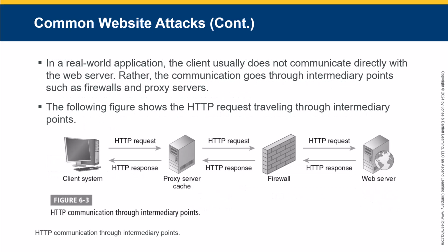Well, in real world applications, the clients usually don't communicate directly with the web server. Rather, they communicate through intermediary points such as firewalls, proxies, and so forth. So here we have a more realistic example. We have a client going to a proxy, going to a firewall, then going to a web server. So why do we need to worry about this? Well, when we're talking about common types of attack, understanding the actual data flow is kind of critical.